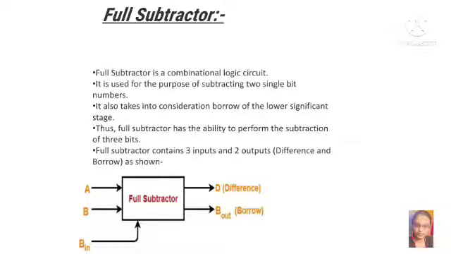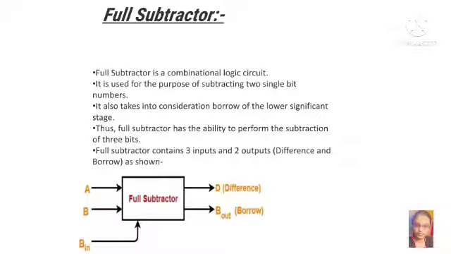Thus, full subtractor has the ability to perform subtraction of 3 bits, and the full subtractor contains 3 inputs and 2 outputs. Let us consider the 3 inputs as A, B and B in, and the 2 outputs as difference and borrow. The notation of difference is D and the borrow notation is B out.